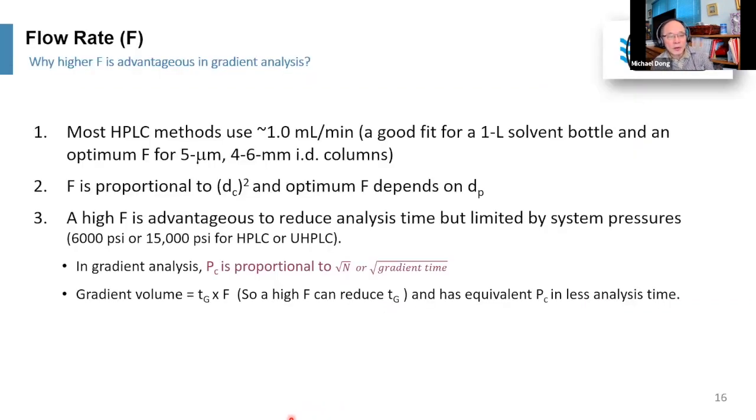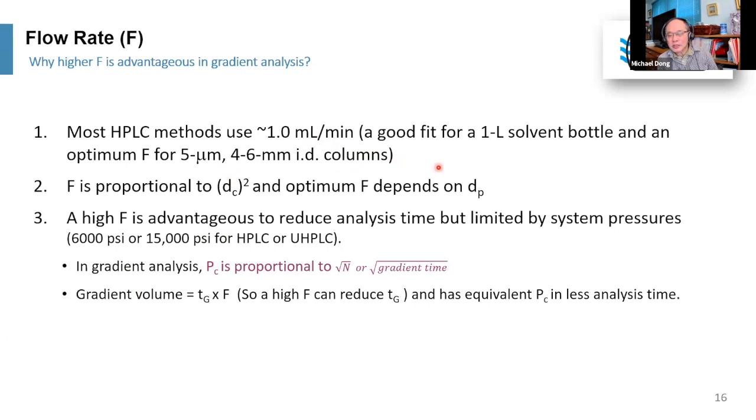Okay, very quickly, flow rate. Why is high flow rate good in gradient analysis? Most HPLC methods by default use about 1 mL per minute. It's kind of a nice round number for flow rate, but it doesn't really have to be 1 mL. Why 1 mL? 1 mL is a good fit.